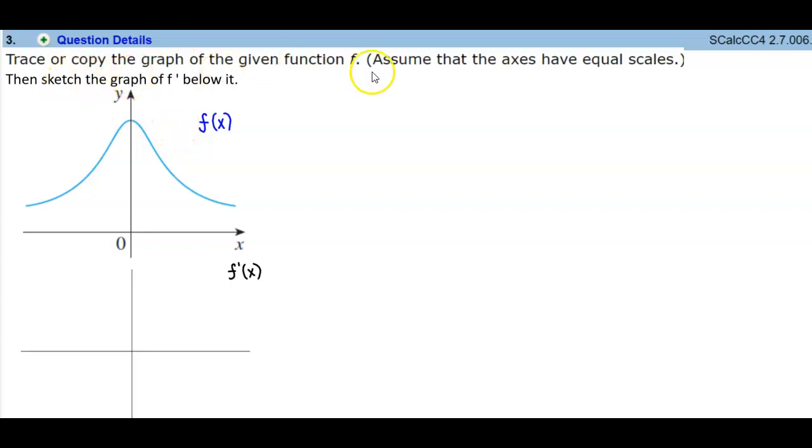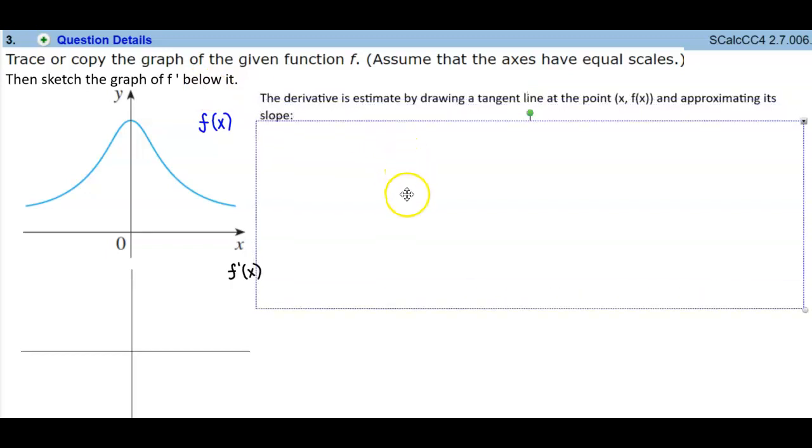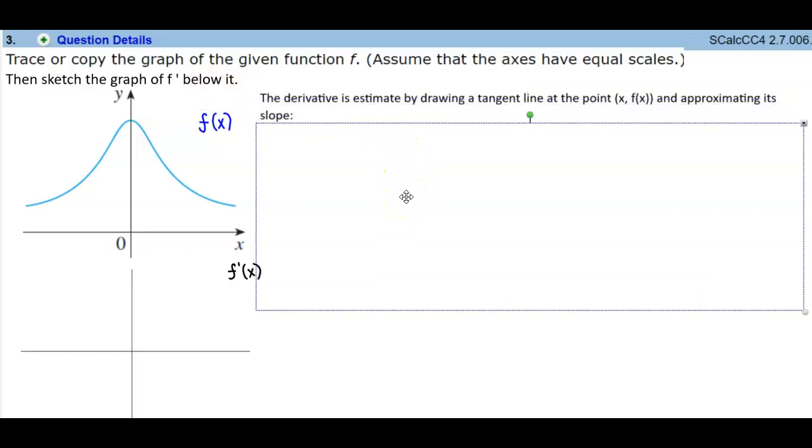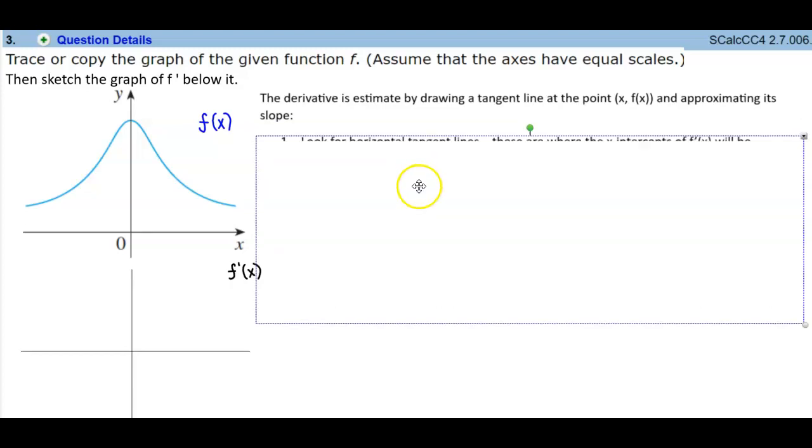Trace or copy the graph of the given function f, assuming the axes have equal scales, and then sketch the graph of the derivative function below it. The first thing to know is that the derivative is estimated by drawing a tangent line at the point (x, f(x)) and approximating its slope.